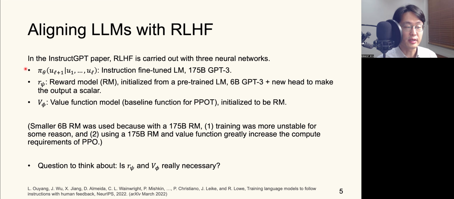Neural network number one is the language model. We refer to this as pi theta. This is the pre-trained and then instruction fine-tuned language model. Specifically, they use the 175 billion GPT-3 model for this.